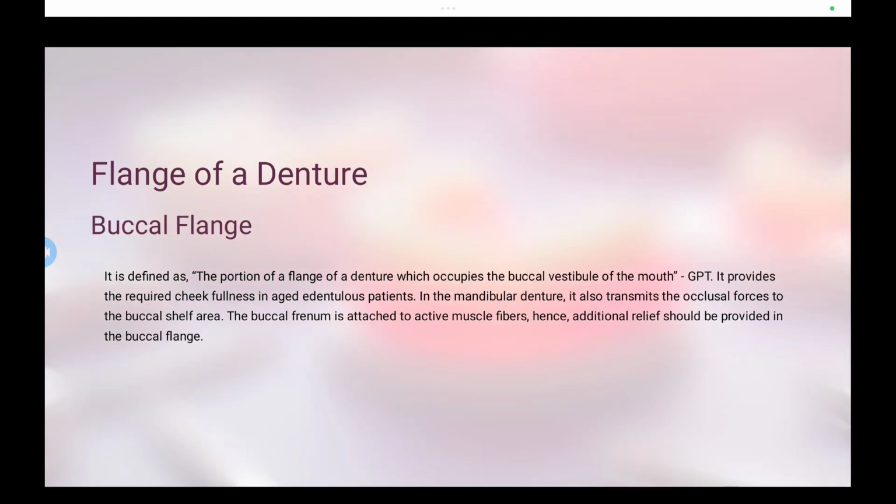Buccal flange. It is defined as the portion of a flange of a denture which occupies the buccal vestibule of the mouth. It provides the required cheek fullness in aged edentulous patients. In the mandibular denture, it also transmits the occlusal forces to the buccal shelf area. The buccal frenum is attached to active muscle fibers, hence, additional relief should be provided in the buccal flange.